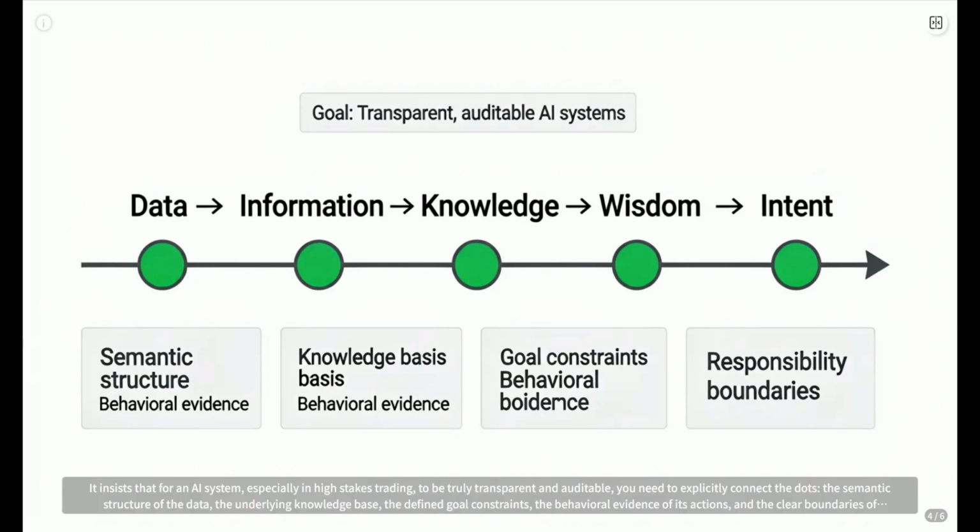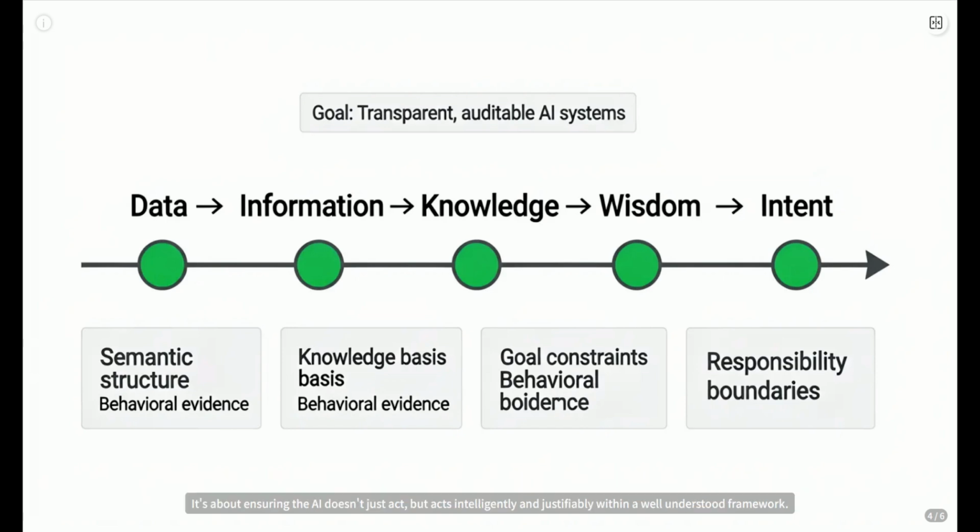It insists that for an AI system, especially in high-stakes trading, to be truly transparent and auditable, you need to explicitly connect the dots: the semantic structure of the data, the underlying knowledge base, the defined goal constraints, the behavioral evidence of its actions, and the clear boundaries of responsibility. It's about ensuring the AI doesn't just act, but acts intelligently and justifiably within a well-understood framework.